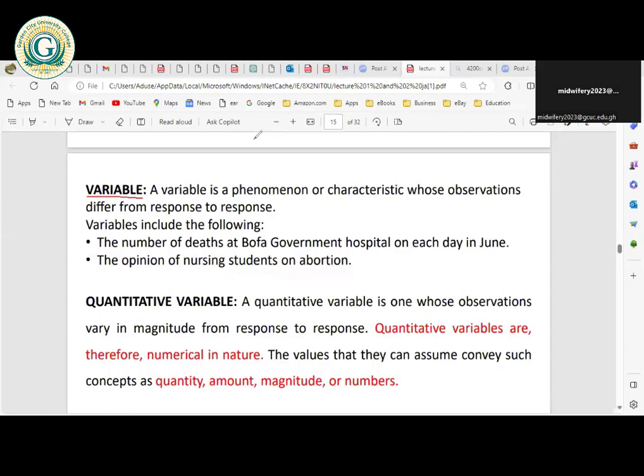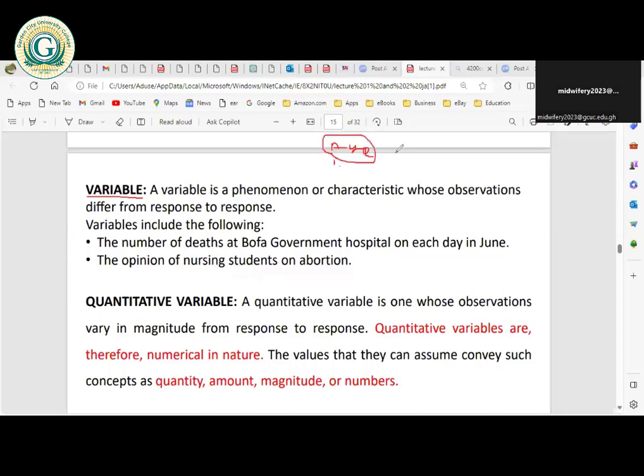Okay, so if I want to know your age right now, let me see the students here. The age of the first person, Abdul Latif, will be different from Abdul Rashid, and Abdul Rashid's own will be different from Abdul Usman, and then Abdul Usman's own will be different from Abdul Bashir. And then Abdul Bashir's own will be different from Abigail. But at the end of the day, what I'm measuring here is the age. But you see that the age is varying or differs from one response to the other. So the variable here is age.